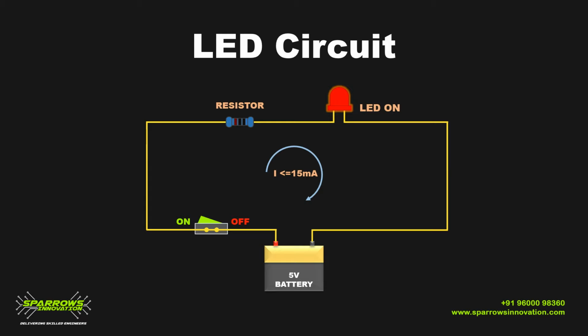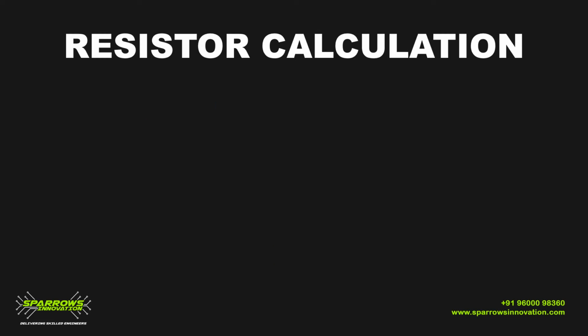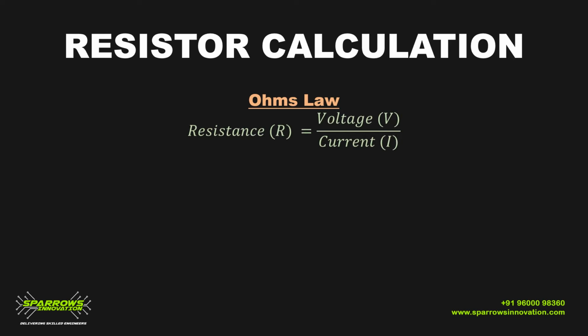Now we have to know what value of resistor can be used in this circuit. To know that, we have to do some calculation. You all know Ohm's law. By using Ohm's law, we are going to calculate the resistance value. Ohm's law is nothing but voltage equals current into resistance. So from that we can take resistance equals voltage divided by current. Here in this circuit we have a voltage source of a 5 volt battery. So we can use that 5 volt and the current rating of 15 milliampere here.